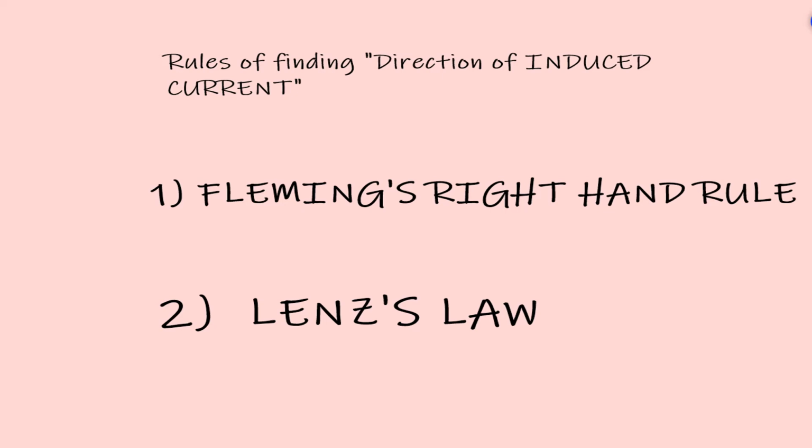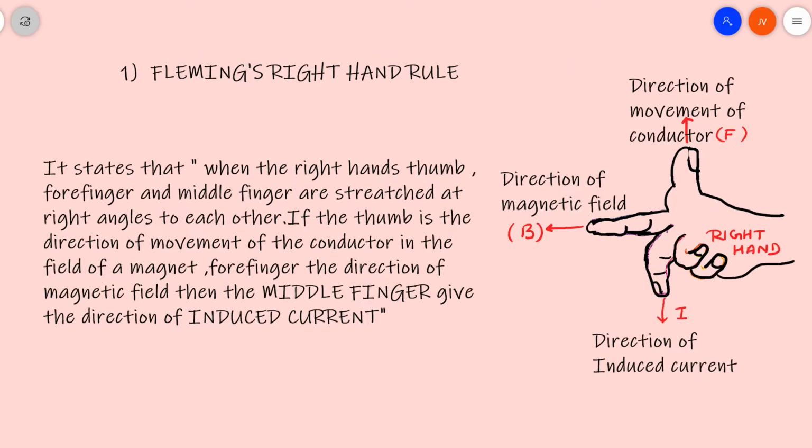When a conductor cuts or disturbs the field lines of a magnet, or if the conductor is placed in a disturbed magnetic field, an induced EMF or induced current is produced in the conductor. This phenomenon is known as electromagnetic induction. The direction of induced current thus produced in the conductor can be found in two ways.